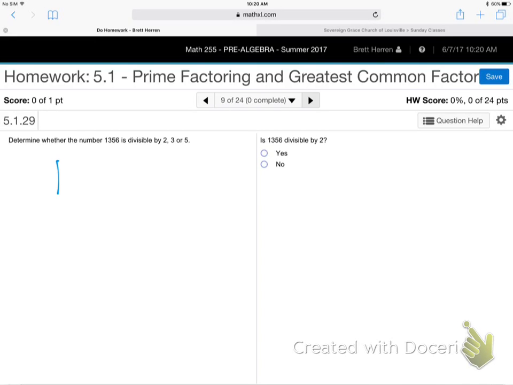Okay, so 1356. Is it divisible by 2, by 3, or by 5? So try 2 first. Don't shout it out. Try it on your own paper there. See if you can figure out 2, 3, or 5.